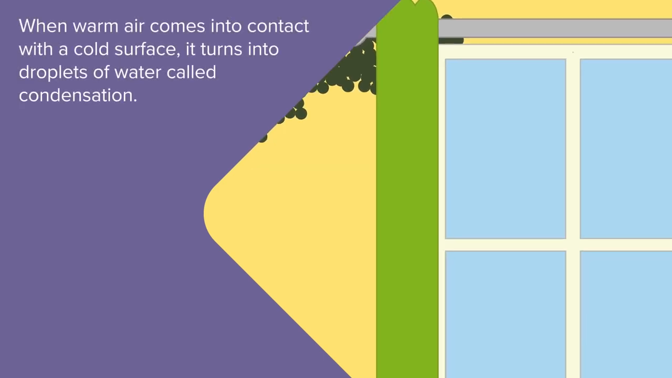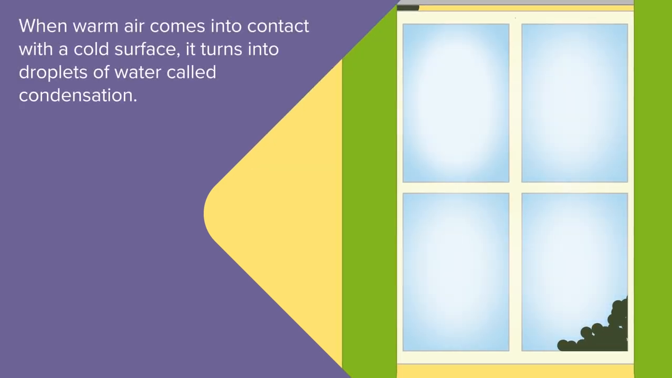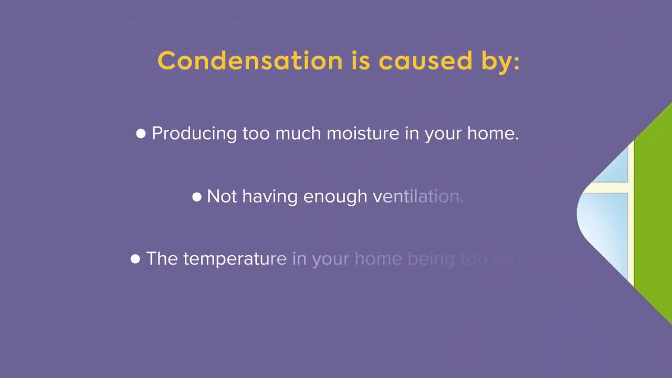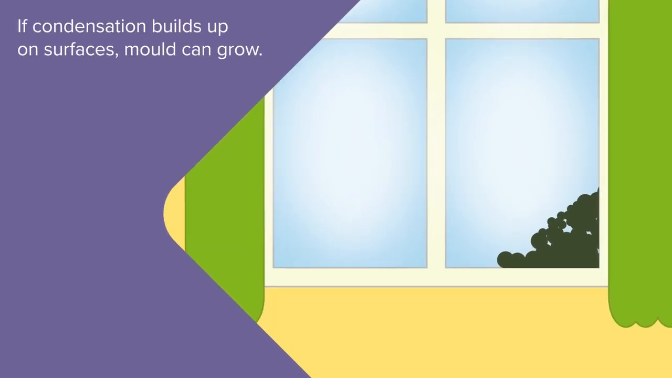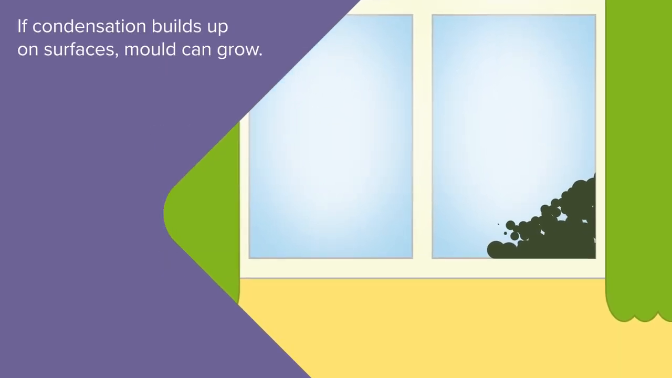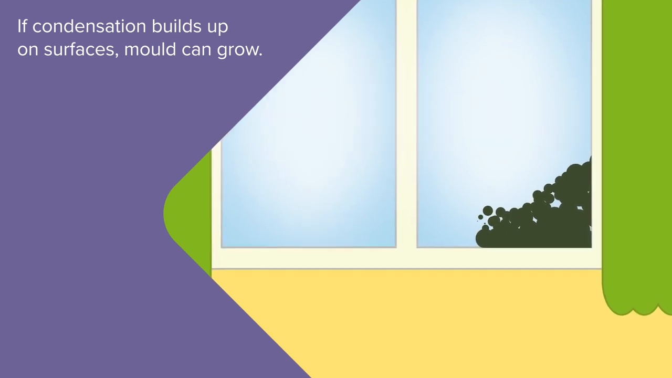When warm air comes into contact with a cold surface, it turns into droplets of water called condensation. Condensation is caused by producing too much moisture in your home, not having enough ventilation, and the temperature in your home being too low. If condensation builds up on surfaces, mould can grow.